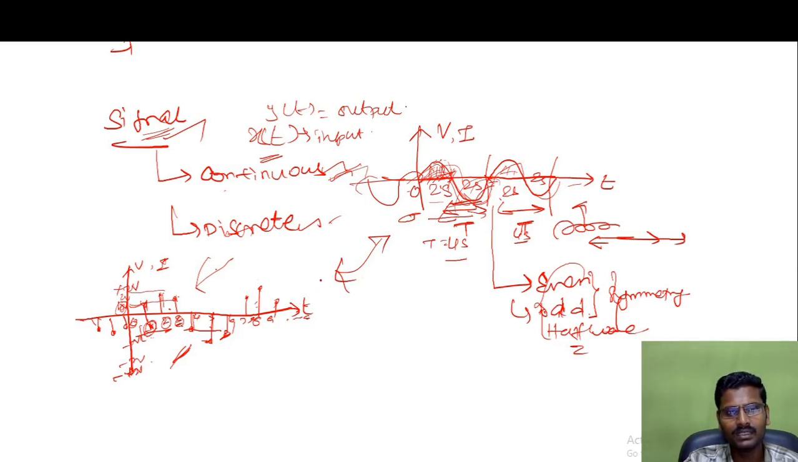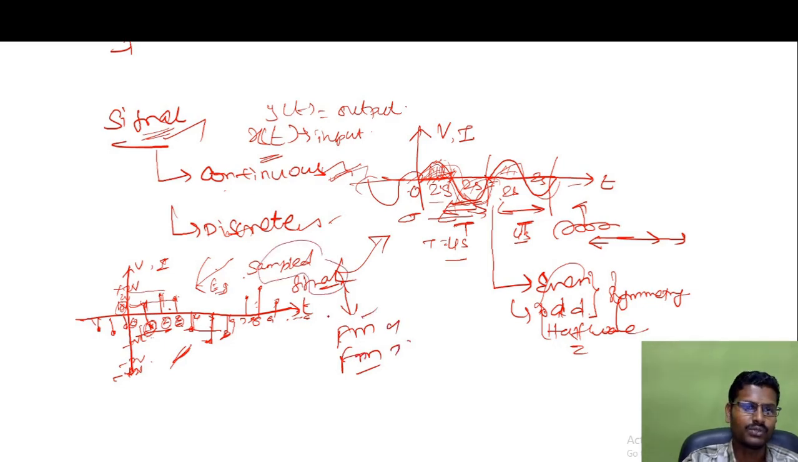Now we will see the importance of the discrete signal, right? The best example for this discrete signal is the sampled signal, which will be applied in AM, amplitude modulation, and frequency modulation, right? We will be applying the sampled signal in amplitude modulation and frequency modulation, right? So these are the two basic kinds of signal.